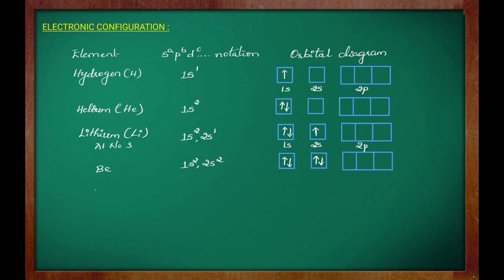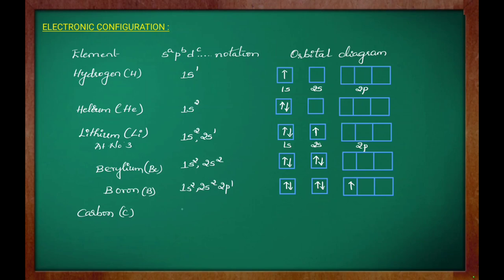Now let us write it for boron with the atomic number 5. So the electronic configuration in s, p, d notation is written as 1s2, 2s2, and one more electron will enter the p orbital, that is, it will go to the px orbital. Filling the electrons into the orbital diagram, 2 electrons in the 1s orbital, 2 electrons in the 2s orbital, and the next electron will enter the 2p orbital.